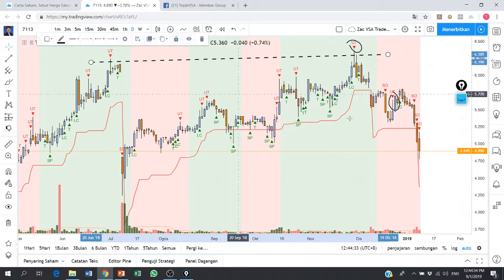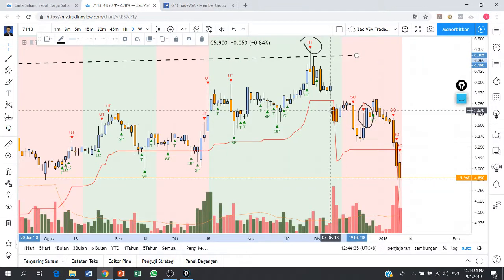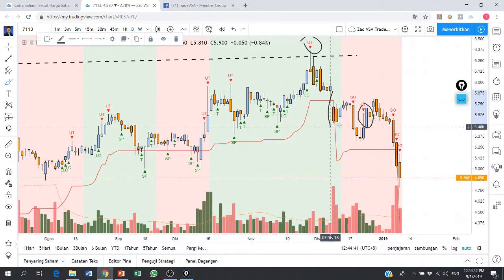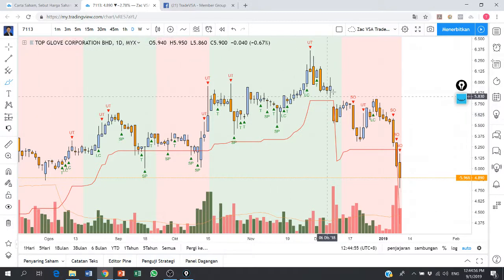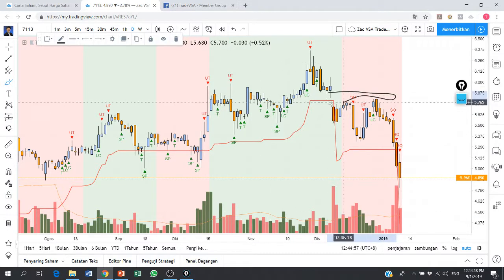Okay, we have two upthrusts, and this gap down is the first indication telling you that a sell-off is coming. Do remember that I emphasize a lot of the time: gap down, gap up form very good support and resistance. Once I see this gap down, I know that this area is a selling area.